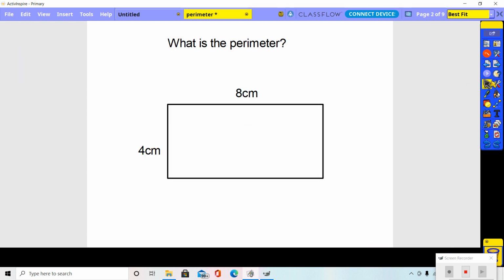Here's one for you to try, so pause the video now and use your preferred method of adding to find the perimeter of this rectangle. Okay, let's see how you did.